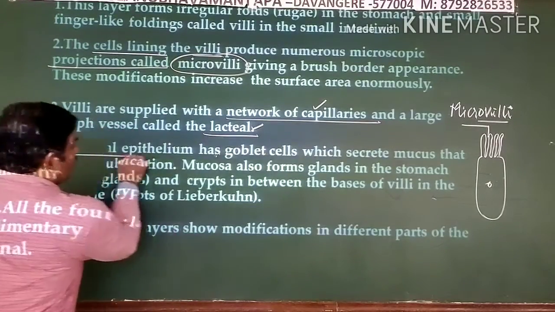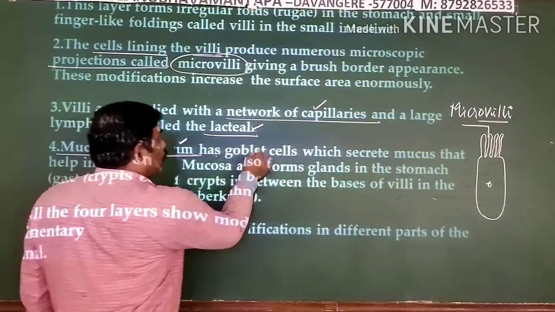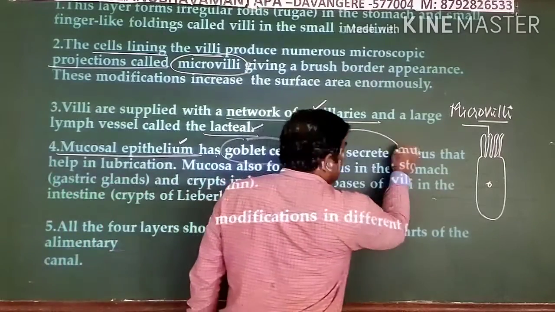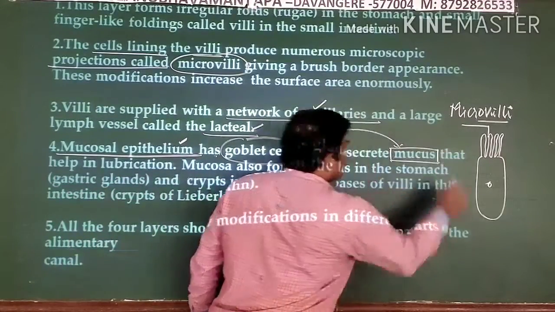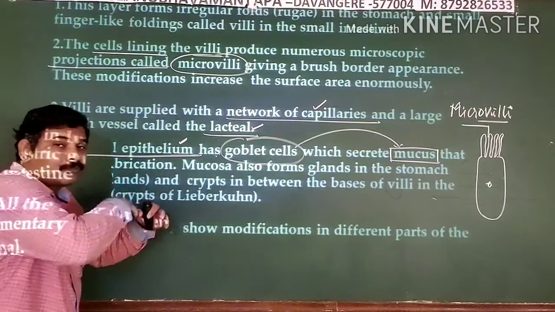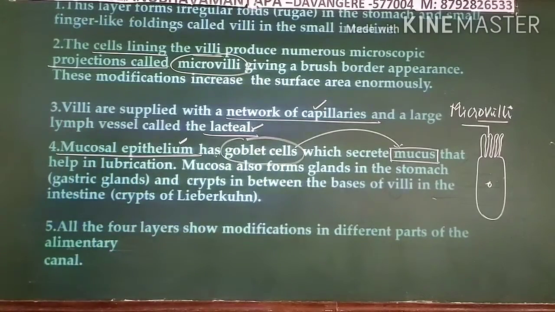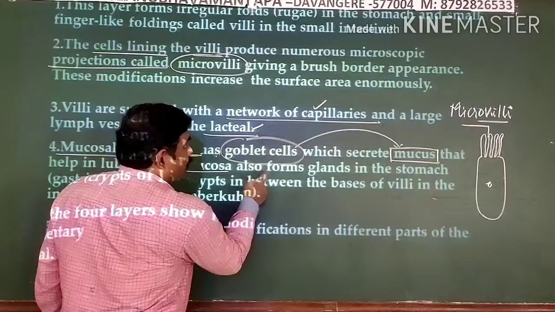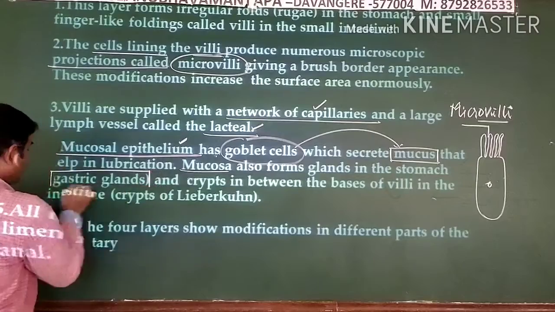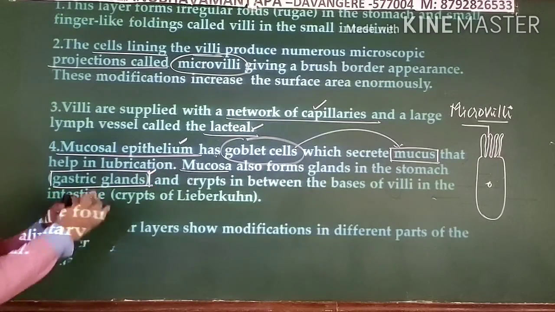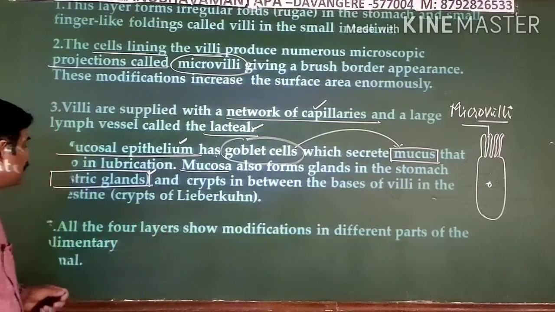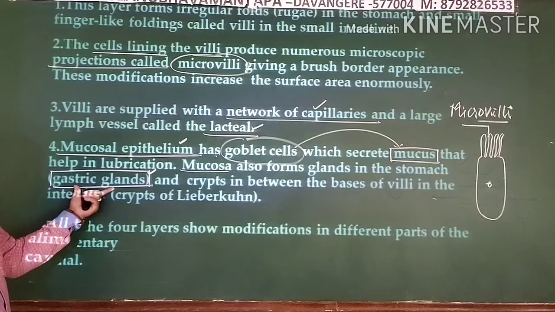Thereafter, the mucosal epithelium has goblet cells. One important thing, these goblet cells secrete mucus, and it helps in the lubrication of the entire alimentary canal internally, right? The mucosa also forms glands within the stomach, and these glands are known as gastric glands, right? Within the mucosa of the stomach you can see these glands, known as the gastric glands.